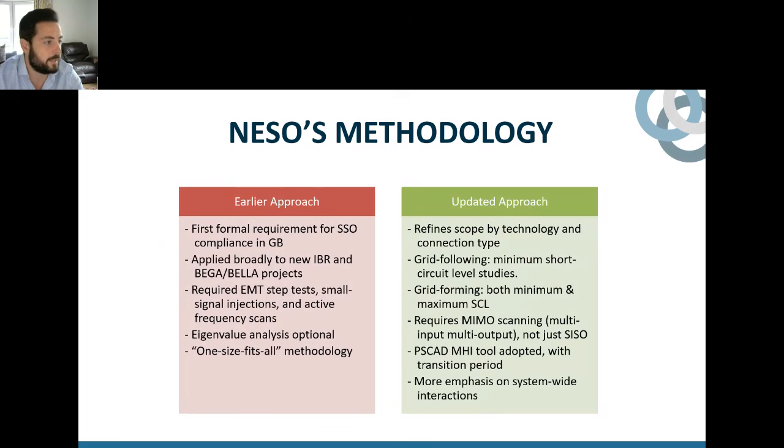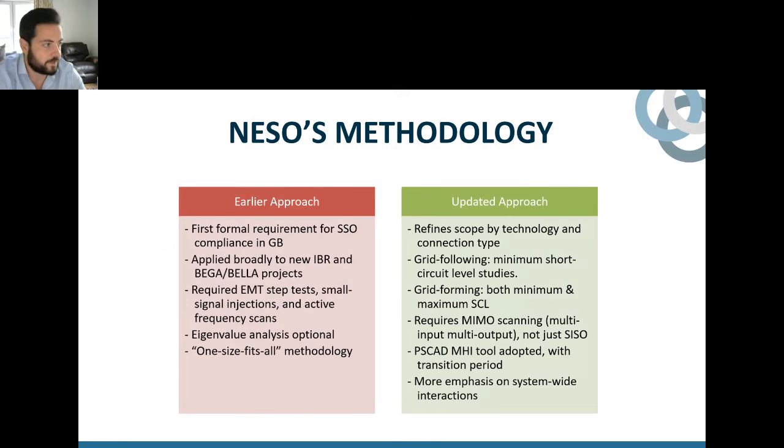And the studies are mainly electromagnetic transient, so EMT step tests, frequency scans, and injections, with eigenvalues analysis as optional. This was applied fairly broadly and was more of a one-size-fits-all approach.